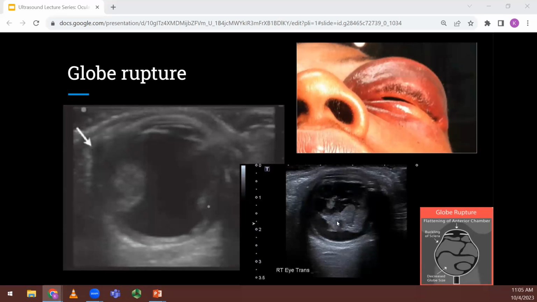This is an emergency, of course. You're going to consult ophthalmology for this. My recommendation, if you see a patient with this kind of eye in the setting of trauma, is you're likely going to do a CT. Either way, I probably wouldn't do an ultrasound on this guy.